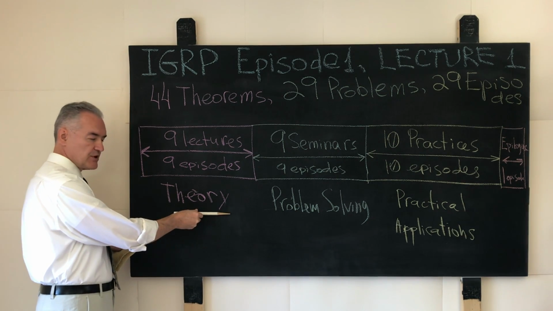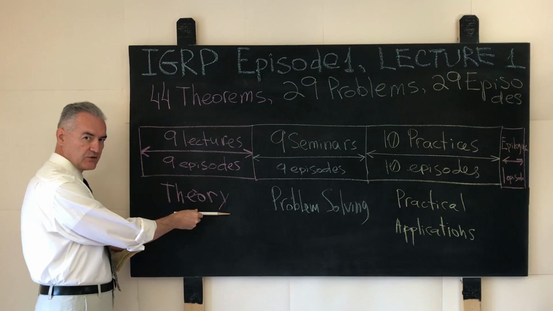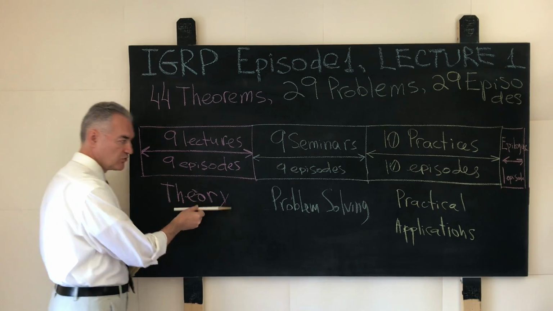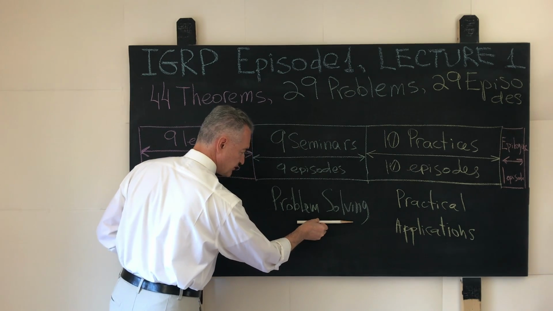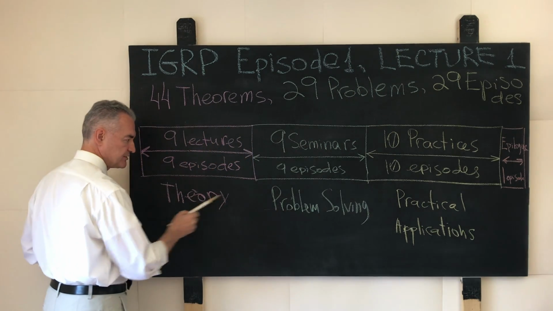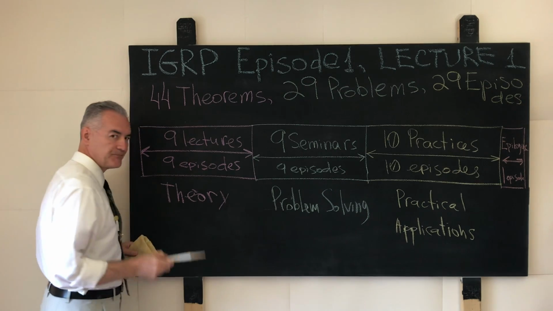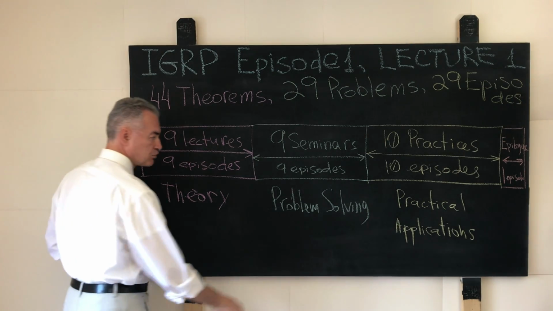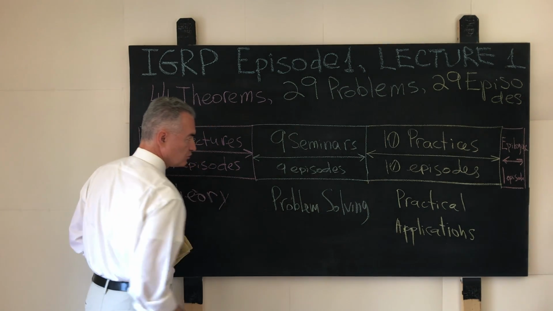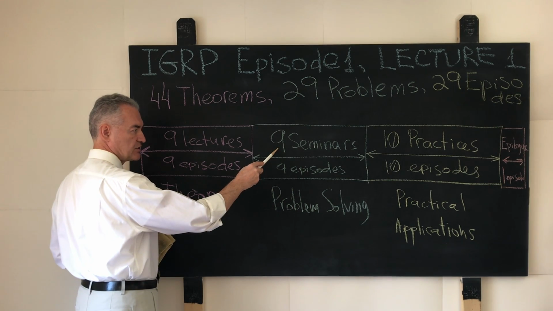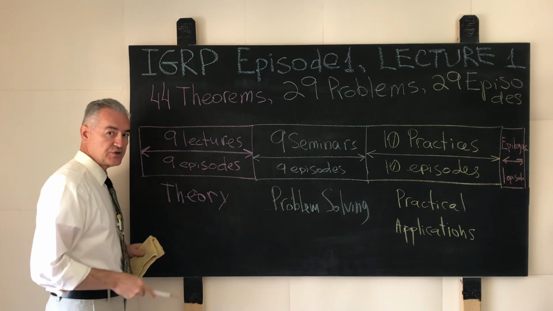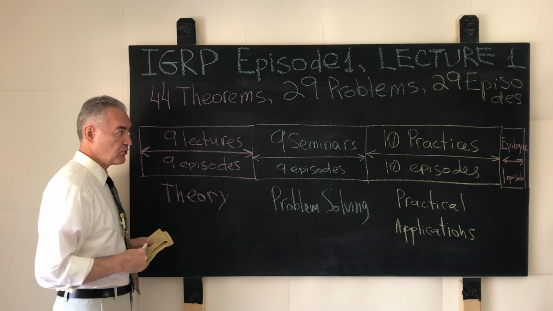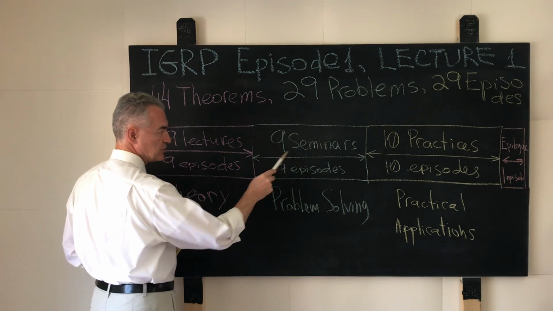Once we're done with the basic theory that we will cover in this course, we will move on to the process of solving problems. And I will say a few words about this dynamic duo in a few seconds. In the problem solving section, we will have 9 seminars spread across 9 episodes. In other words, the next 9 episodes will cover 9 seminars.